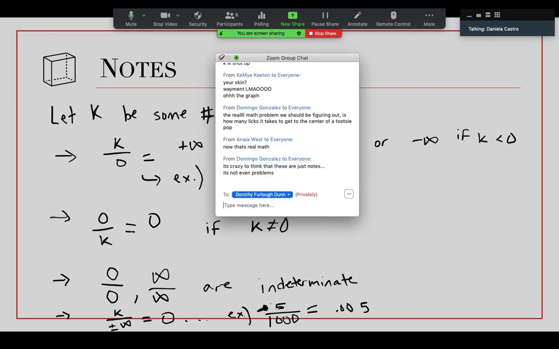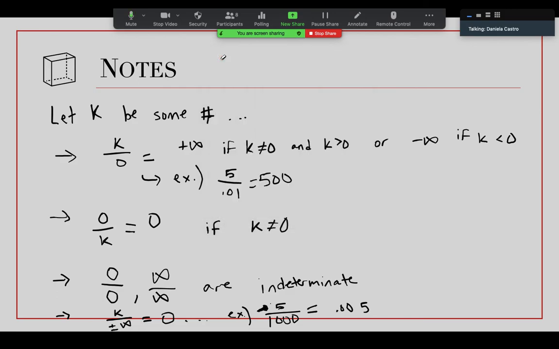I know, these are just the notes. Okay, do you all feel like mathematicians? No. You made me lose my confidence in math. No.